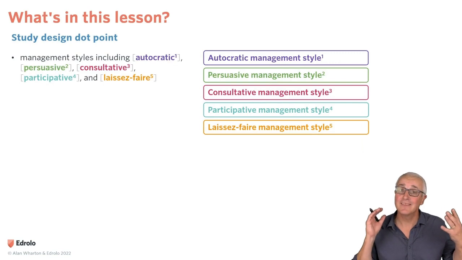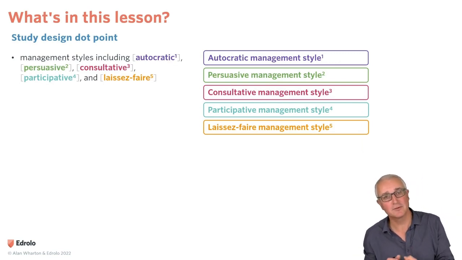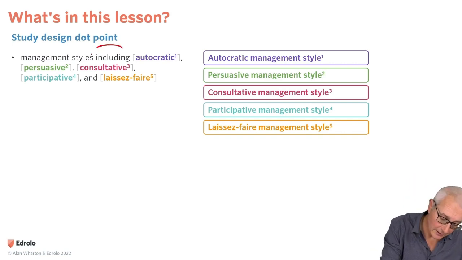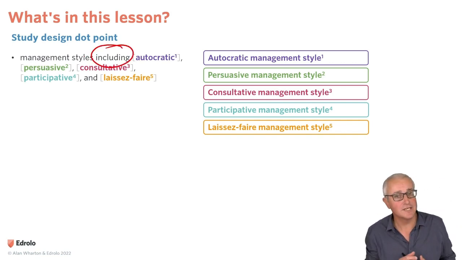So what do we include in this lesson? We're going to look at management styles. The dot point from the study design is management styles, including... Once again, you may do more with your teacher, but these ones are specifically written down in the study design, and you must cover autocratic, persuasive, consultative, participative, and laissez-faire.